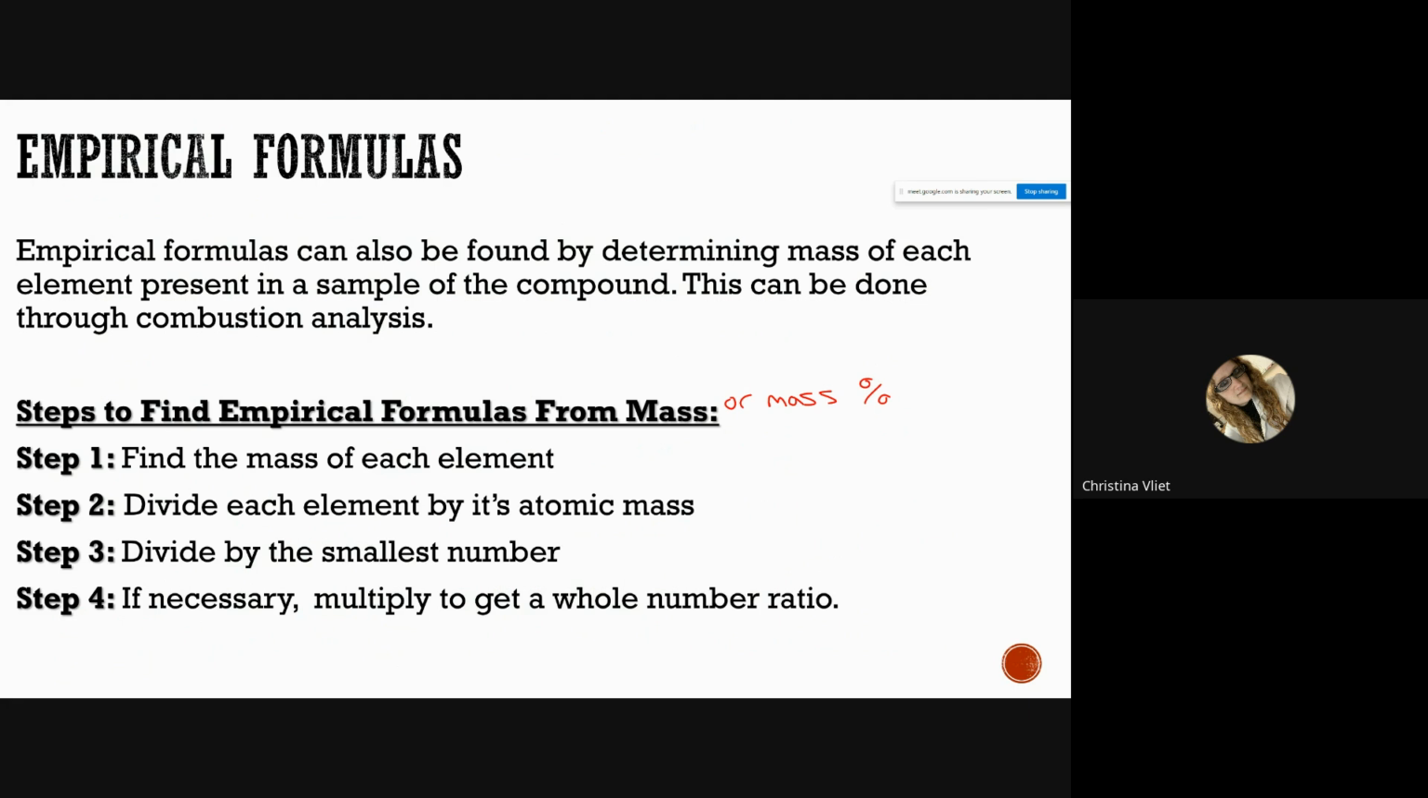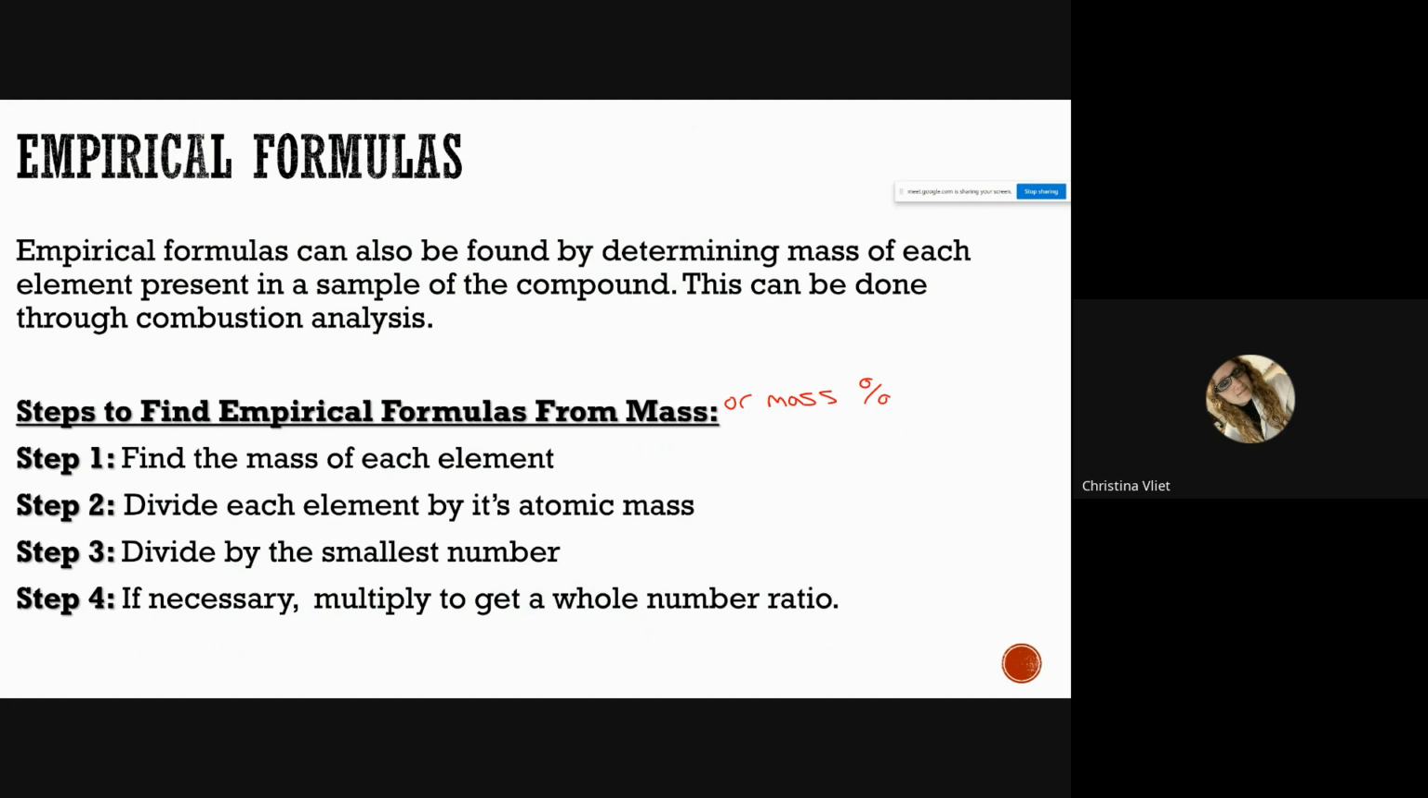So if I have the grams of an element, or I have the mass percent of an element, how do I find the simplest ratio of atoms? There are specific steps you have to follow. You have to memorize these steps. And they are the same every single time. The first step is you figure out what the mass of each element in your compound is.